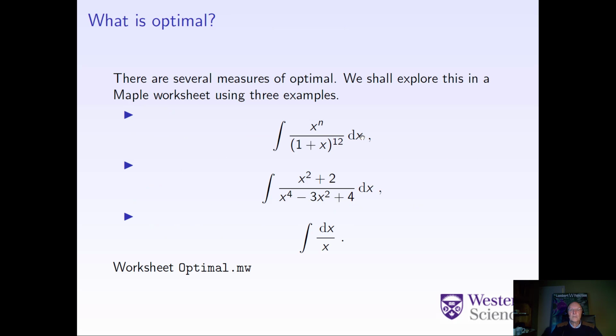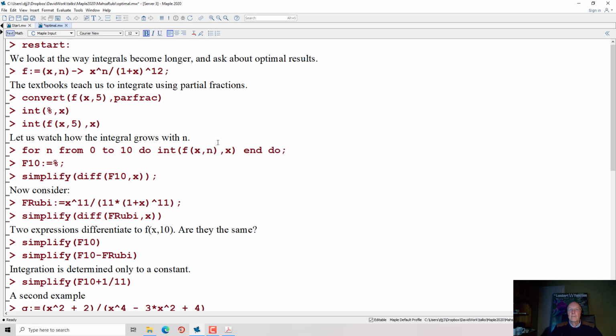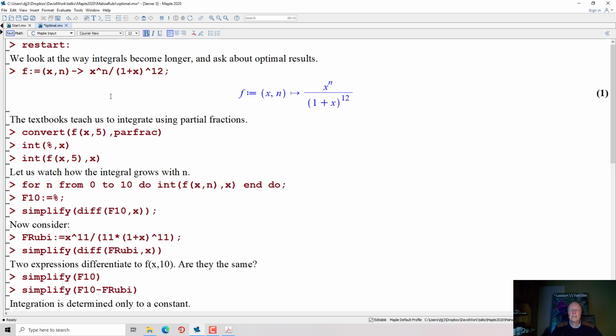And so what is optimal? I'm going to illustrate it with these 3 examples, and for that I'm going to switch to a Maple worksheet. So here we have a Maple worksheet. I'm going to start by defining a class of problems. If you look, f is going to be x to the n over 1 plus x to the 12th, and we're going to consider this class of integration problems as n varies.